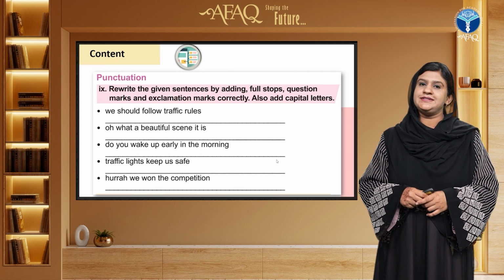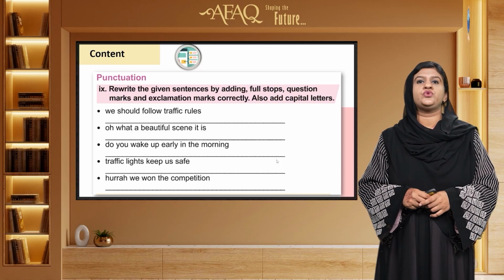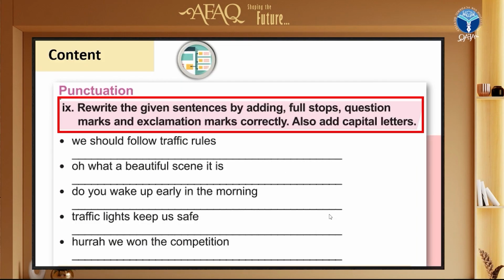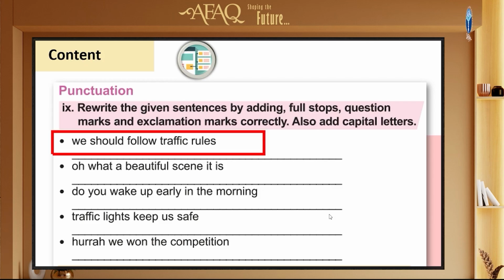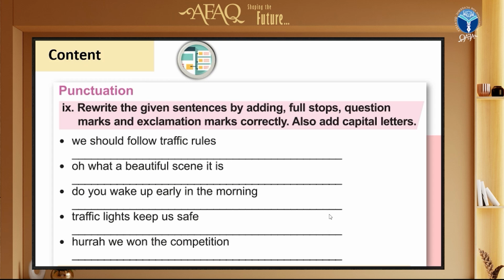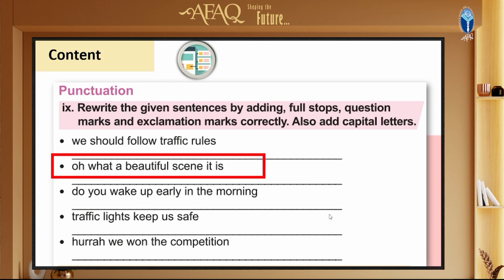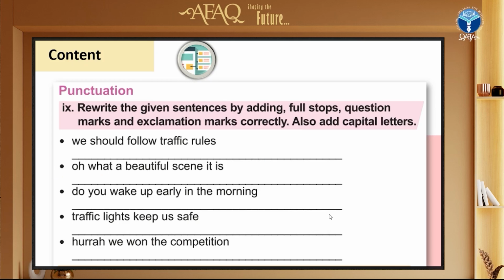Let's see some sentences which we are going to rewrite and punctuate accordingly. Rewrite the given sentences by adding full stops, question marks and exclamation marks correctly. Also add capital letters. I am going to do the first 2 sentences with you. The rest of them you are going to do yourself. We should follow traffic rules. Capitalize the first letter and use a full stop at the end. Oh, what a beautiful scene it is! Capitalize the first letter, add the exclamation mark. And the rest of the sentences are going to be done in the same way.